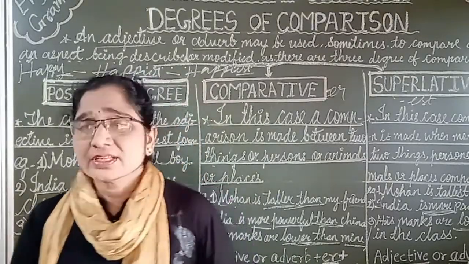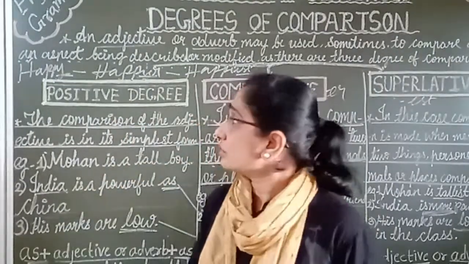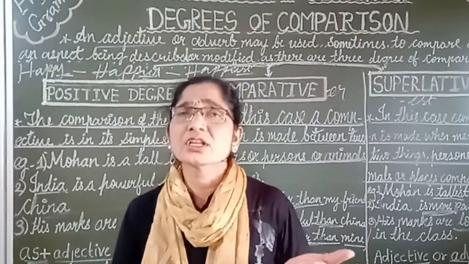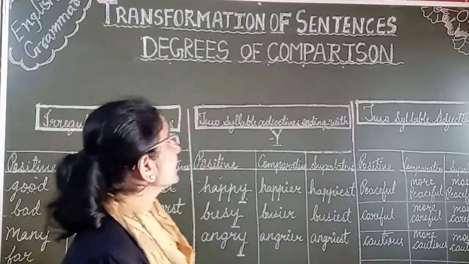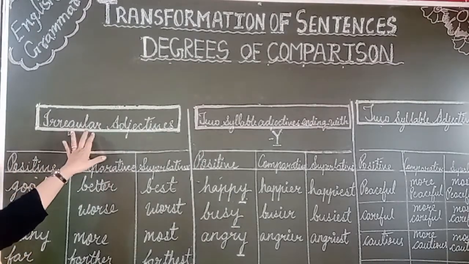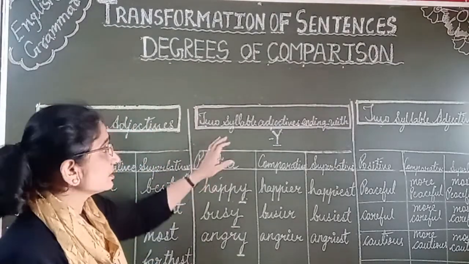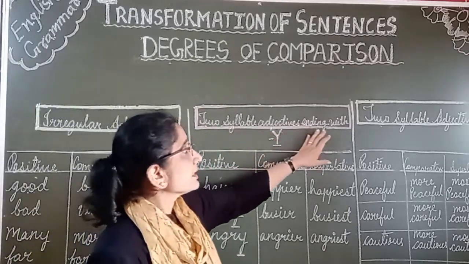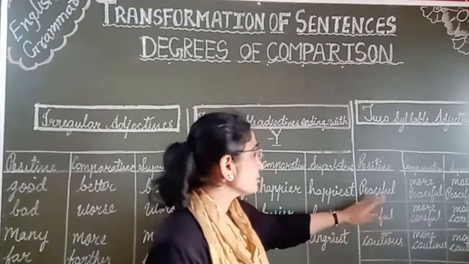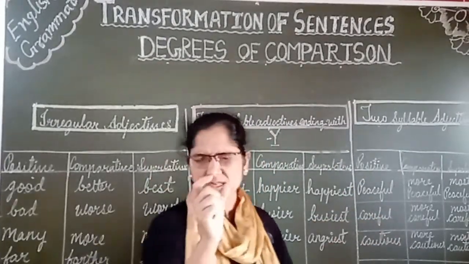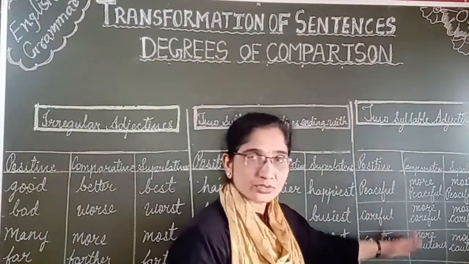Okay. So this is very simple basics only, that once again we are revising, to recall whatever you have learned in the previous classes. Okay. Now we will go on to read the irregular adjectives used in the positive, comparative, and superlative degree, and two syllable adjectives ending with Y, and also two syllable adjectives used in the sentences we have written here.